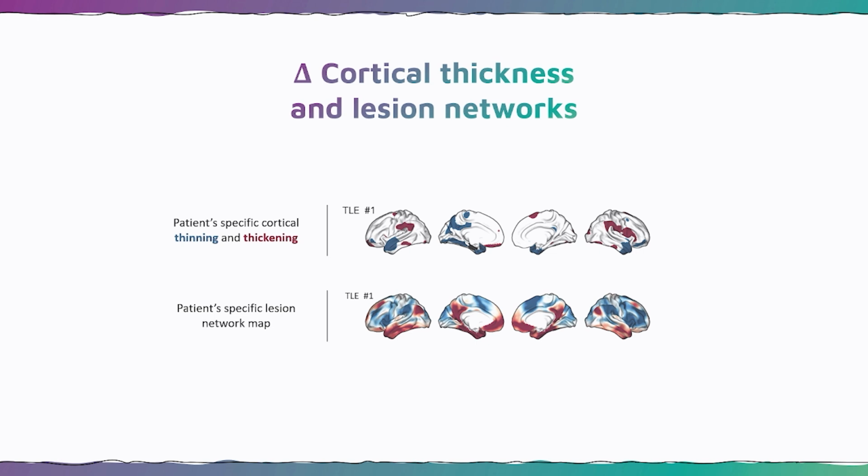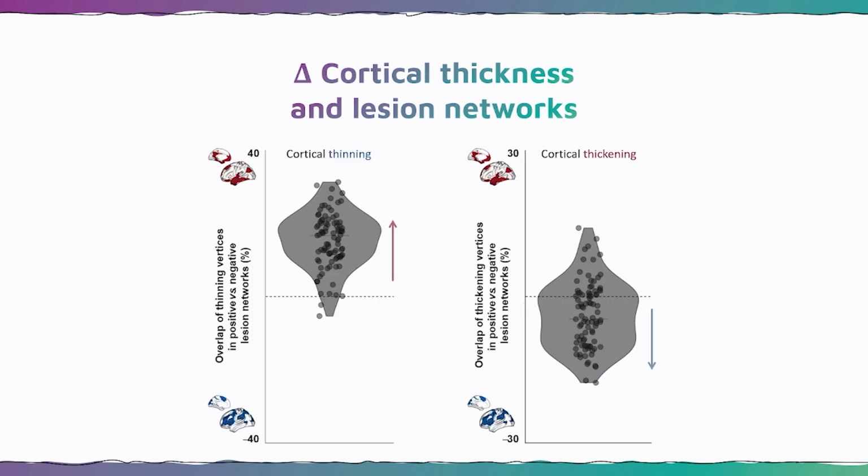So in this example patient here, for instance, we can clearly see that most of the cortical thinning after surgery aligns with the red network, so the network that's positively connected to the site that was resected, whereas cortical thickening seemed to be preferentially overlapped with the negatively connected blue network. And when we compute these overlaps across every patient, we can see that most patients show significantly greater pre-op to post-op thinning in the red network, as well as significantly greater pre to post-op thickening in the blue network.